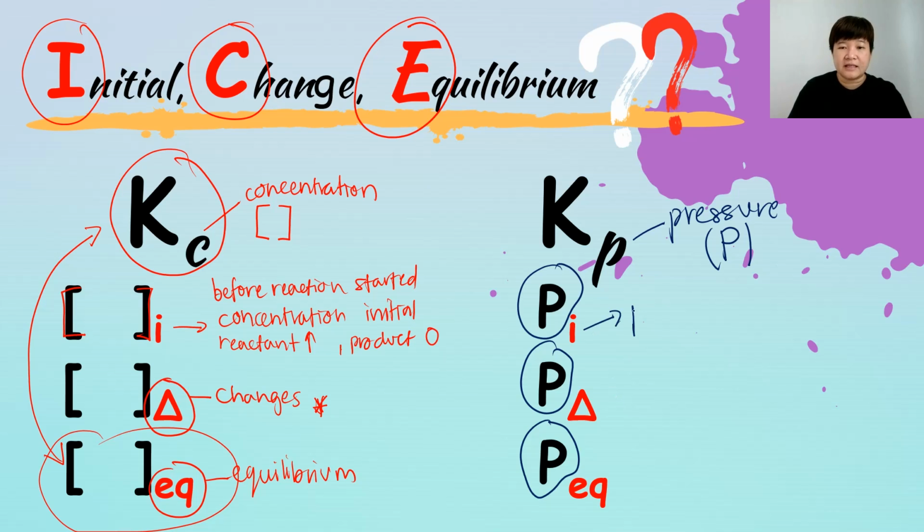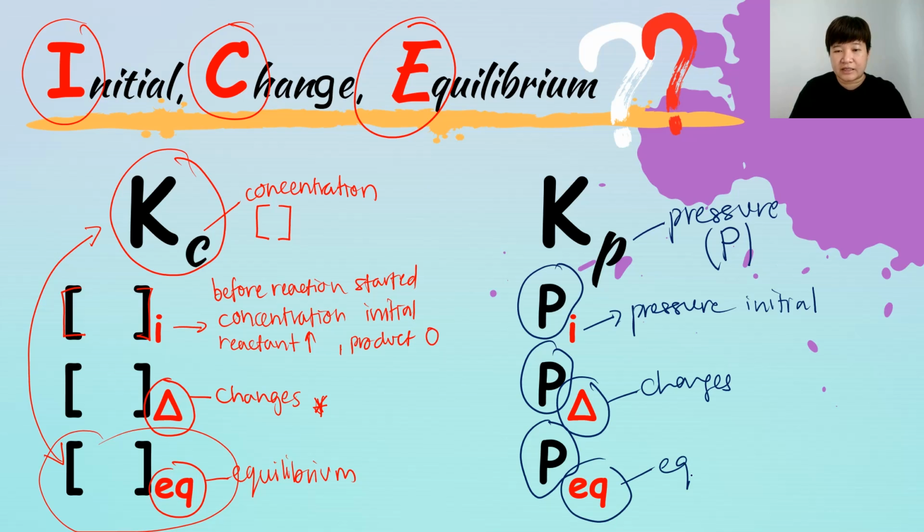So this is again the pressure at initial, before the reaction started, when the reactant is very high and the product is 0. That again is your changes in terms of pressure, and last but not least, that is your equilibrium in terms of pressure. So like concentration, the value that you can put into Kp will be the value at equilibrium. So we'll be using this symbol a lot, okay?